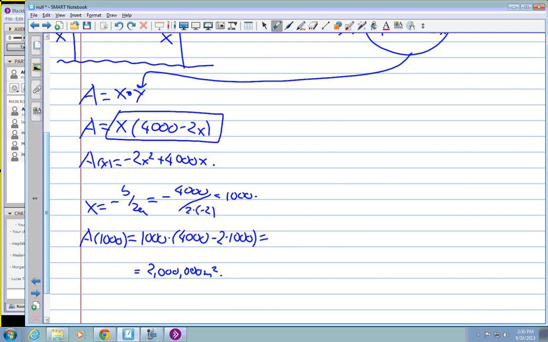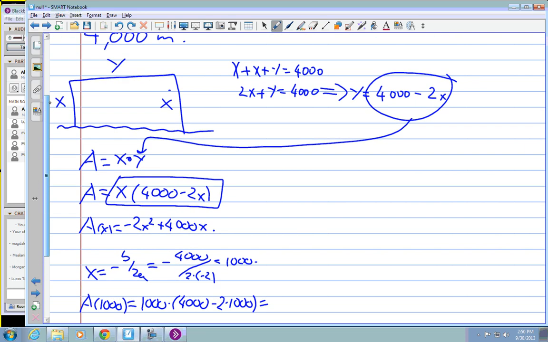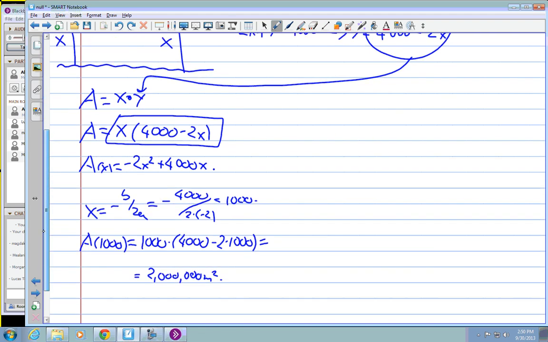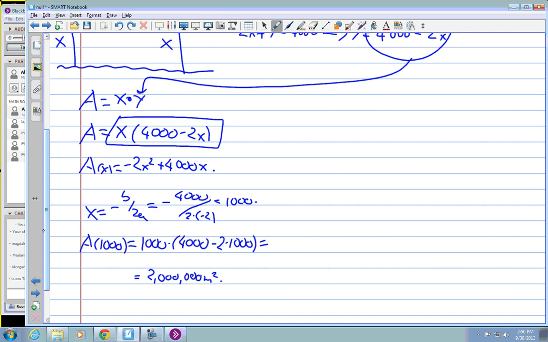I think you were in the bathroom for that time, but over there, you add all the sides. It should be 4,000. So you get 2x plus y should equal 4,000. So you solve for y and you replace that y with 4,000 minus 2x. So that's that.